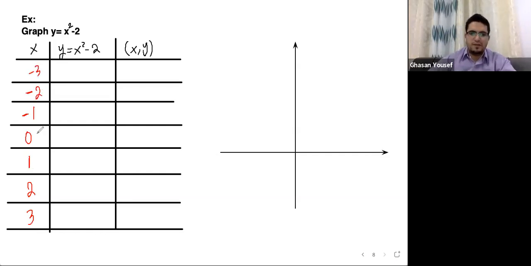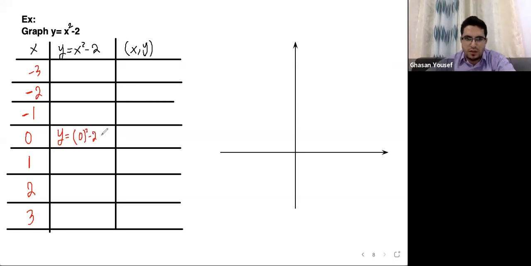Now, starting from the 0, what is the value of y when you plug the 0? So y equals what? Matthew said that I will get -2. So let's plug in the 0. So I get 0 squared minus 2, which is -2. This is correct. So the point here is 0 and -2.